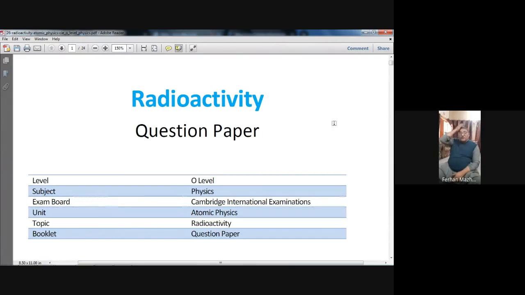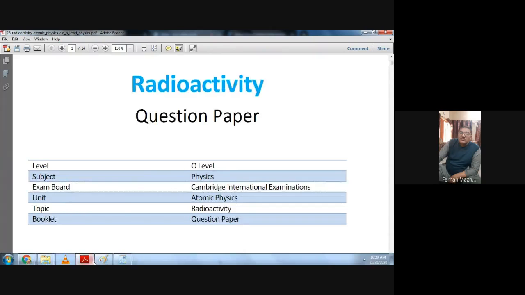The name of the website is savemyexams.co.uk. So my name is Ferhan Mazher. Today is 20th November 2020. I was with the 11 Cambridge class, and we were working on radioactivity. The subject we were studying was Physics 5054.